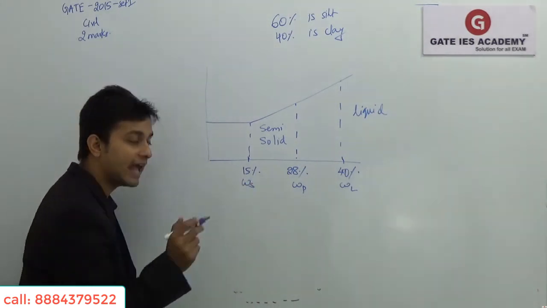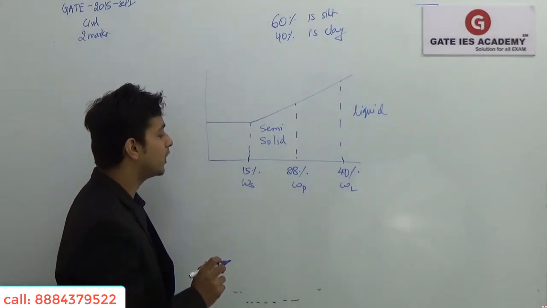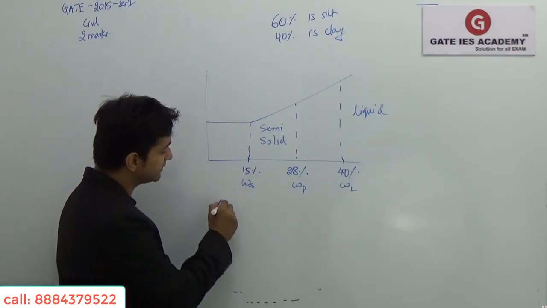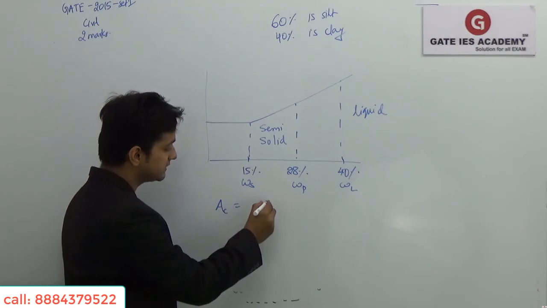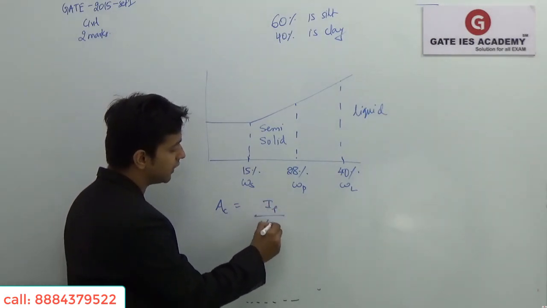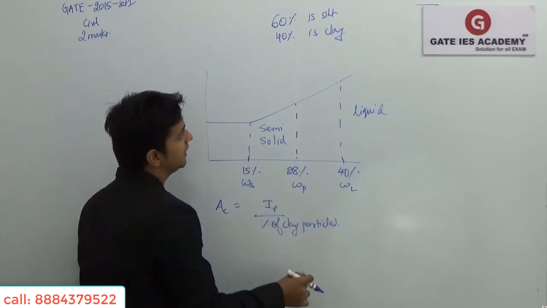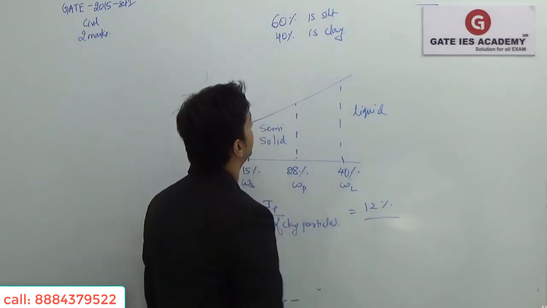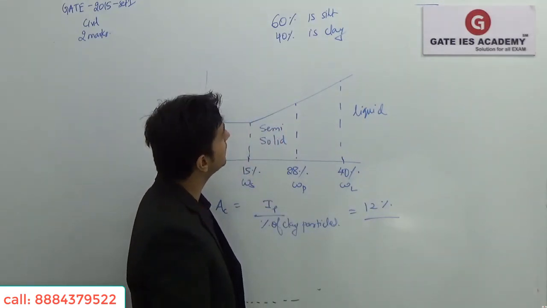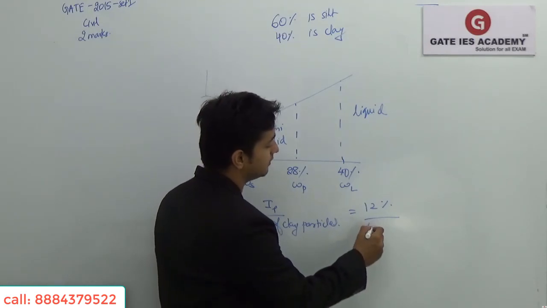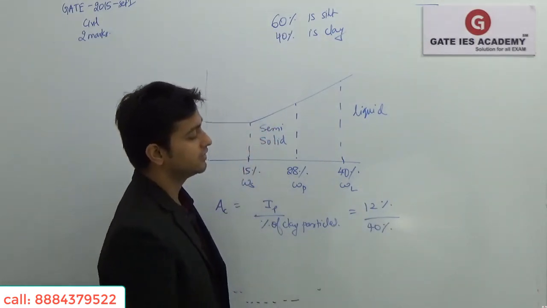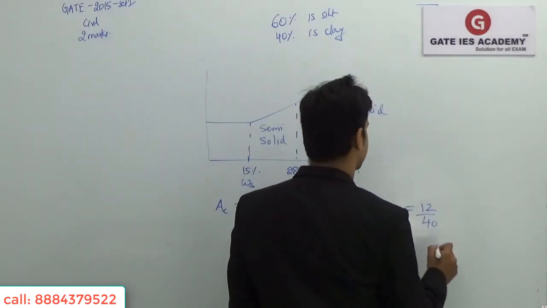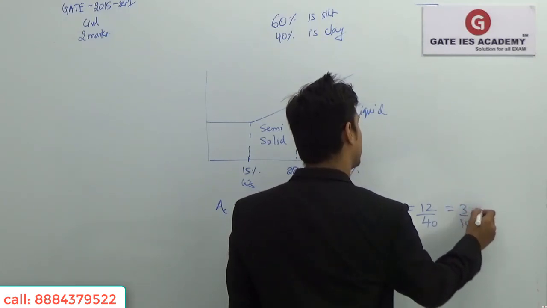So I want to calculate the activity of the soil. The activity of soil will be very, very important and very, very easy to calculate. We know that activity is nothing but Ac is equal to Ip upon percentage of clay. So both you can keep in percentage. Ip will be nothing but WL minus WP. That will be equal to 12% divided by the percentage of clay particles, that is 40%. So this is how we calculate it. This will be nothing but 12 by 40, which will be equal to 3 by 10, or equal to 0.3.